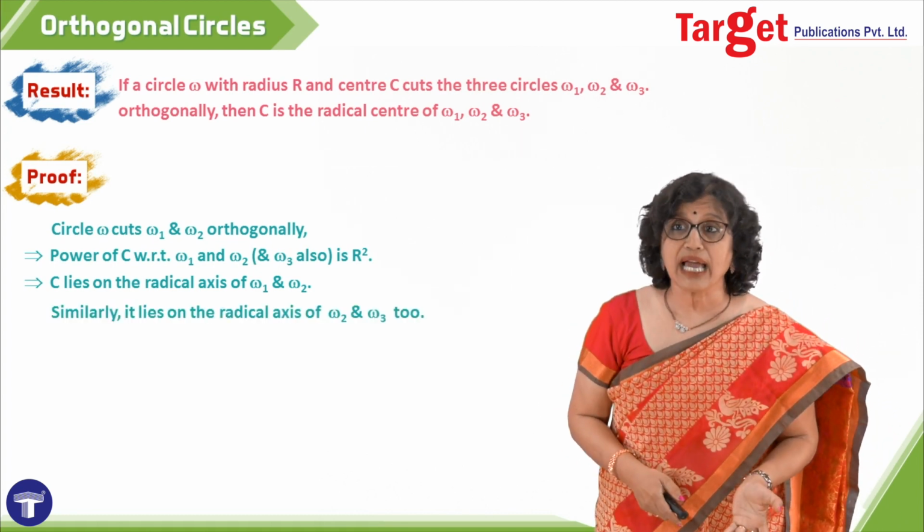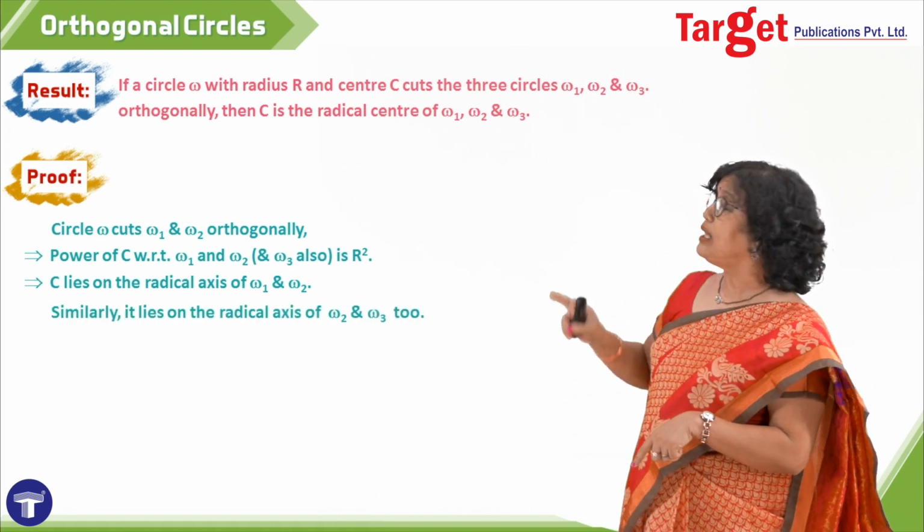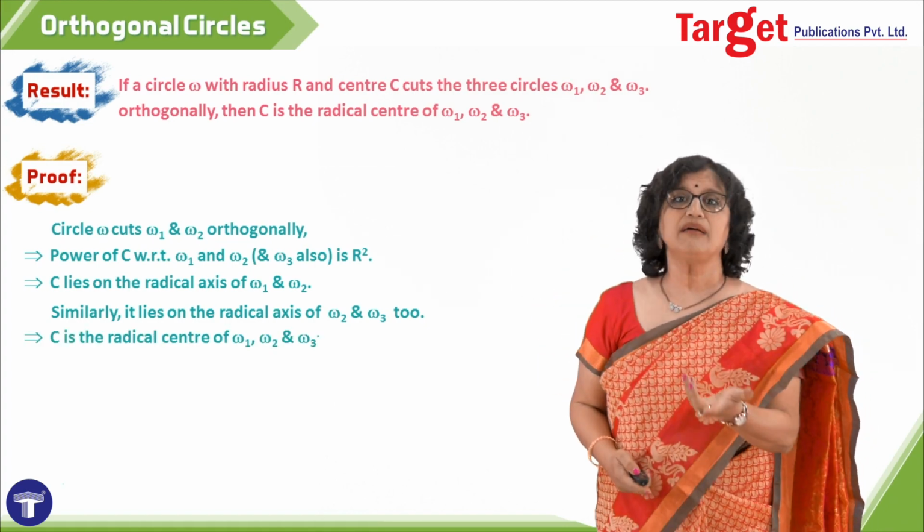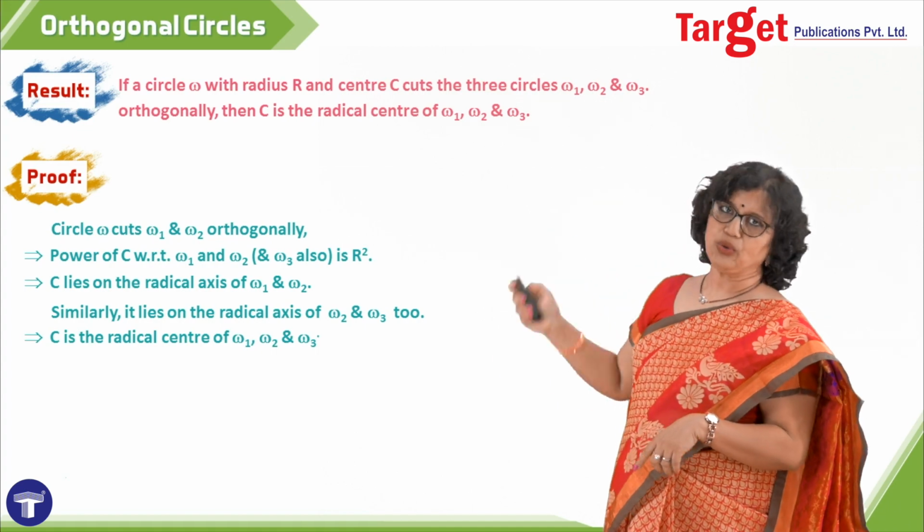Correct. Similarly, I can say that C lies on radical axis of omega 2 and omega 3 also. So what must be C? C is nothing but radical center. So that is what we wanted to show there. Okay. So let us move further.